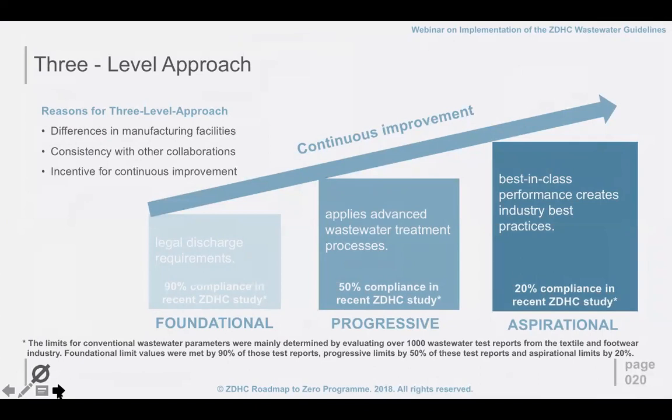So here's just another way of displaying this three-level approach. And again, what we're looking for is this continuous improvement. If you're at progressive, you should be trying to get to aspirational. If you're foundational, you should be trying to get to progressive. If you're already at aspirational, there's probably things you can do to even improve that and maybe improve water efficiency. But we're aiming for continuous improvement. Next slide.